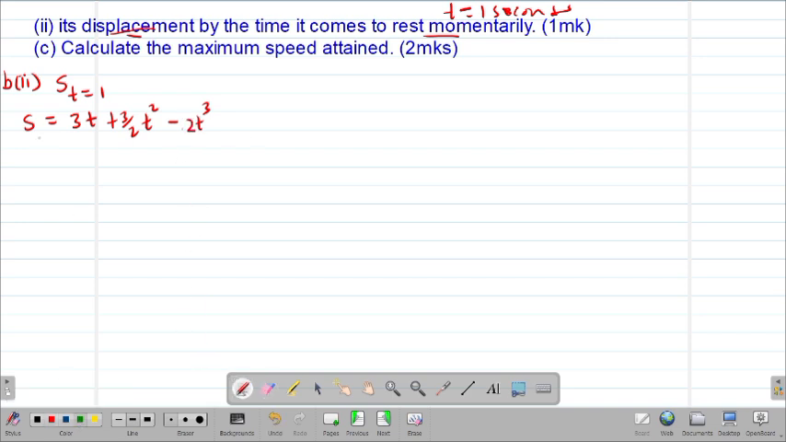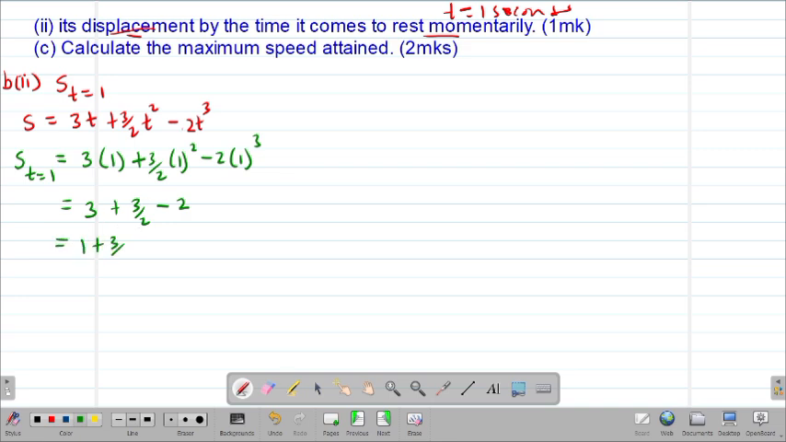So our displacement S when time is equal to 1, that is when the particle is momentarily at rest, will be 3 into our t, which is now 1, plus 3 over 2 into 1 squared, minus 2 into 1 cubed. So this will be equal to 3 plus 3 over 2 minus 2. So 3 minus 2 gives 1.